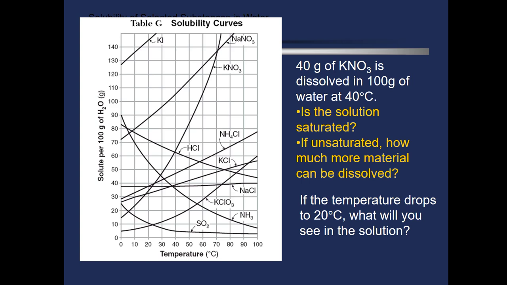Okay, so let's look at this one. So 40 grams of KNO3 is dissolved in 100 grams of water at 40 degrees Celsius. So we're asked these 2 questions. Is the solution saturated? And if it is unsaturated, how much more material can be dissolved? And then we also have this question. If the temperature drops to 20 degrees Celsius, what will you see in the solution?